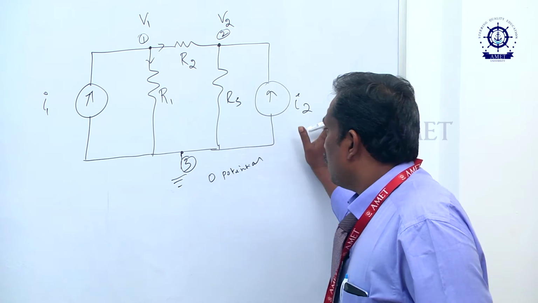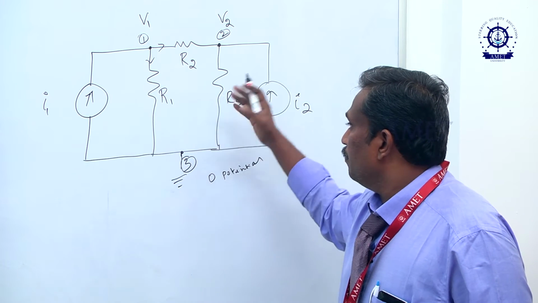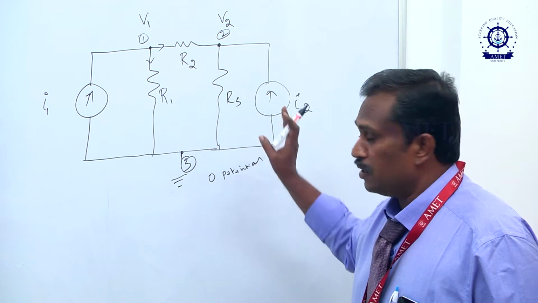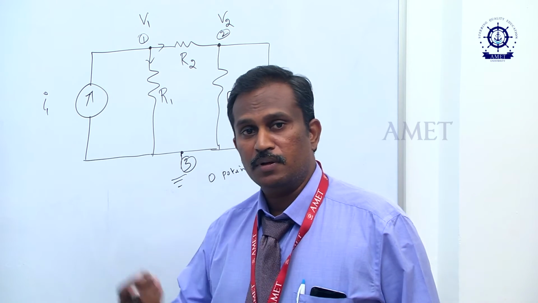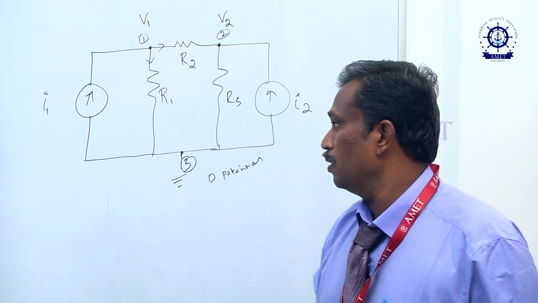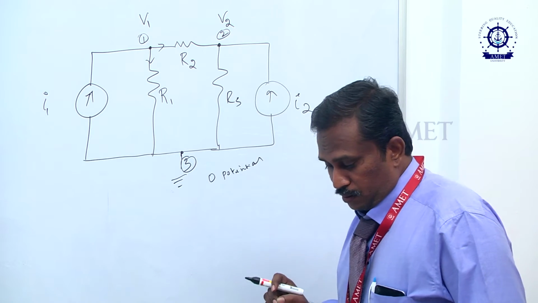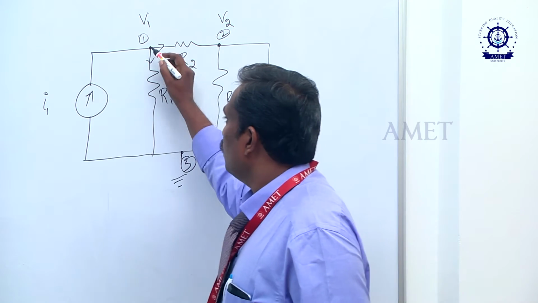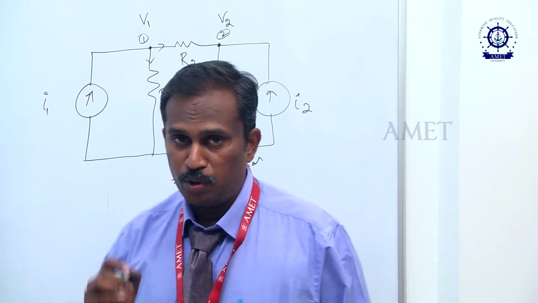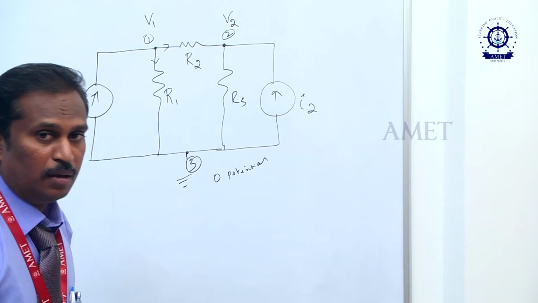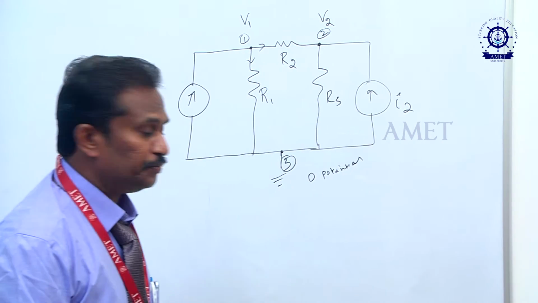Similarly, here also the current I2 is entering into the node, whereas the current through R3 is unknown. So, better assume the current is leaving from the node. Apply Kirchhoff's current law at node 1. Now I am going to write the equation at node 1 using Kirchhoff's current law.